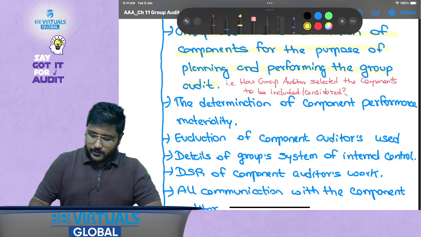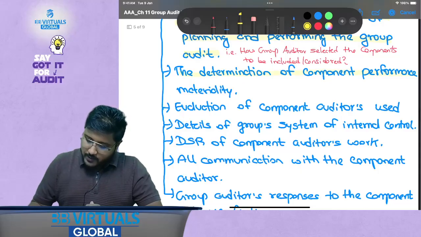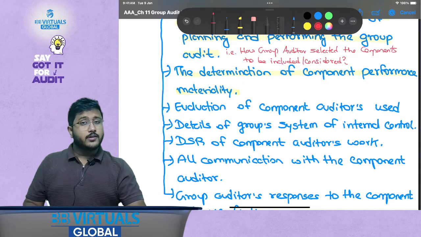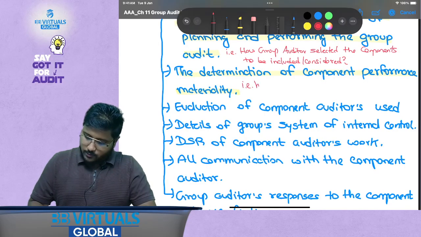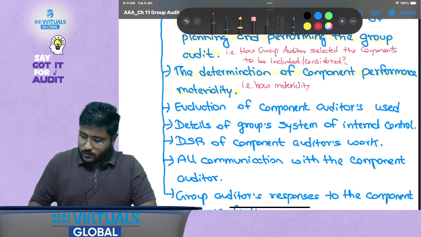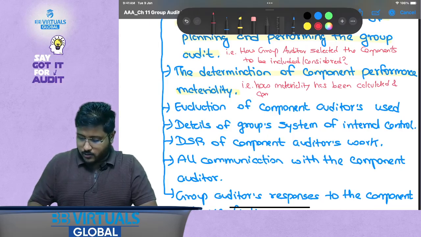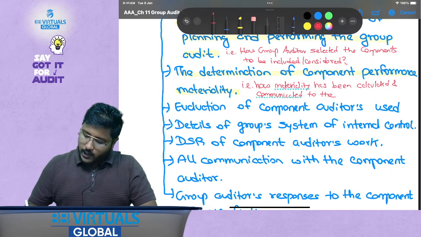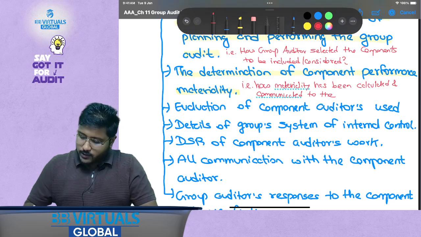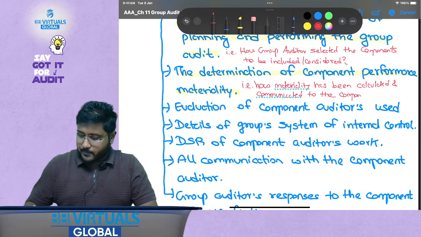Then the determination of component performance materiality. That is, how materiality has been calculated and communicated to the component auditors. Communication is not mentioned over here, but that is also done. How materiality has been calculated and communicated to the component auditors.